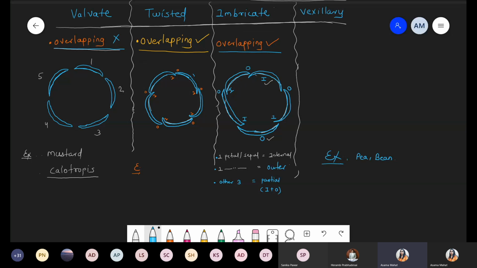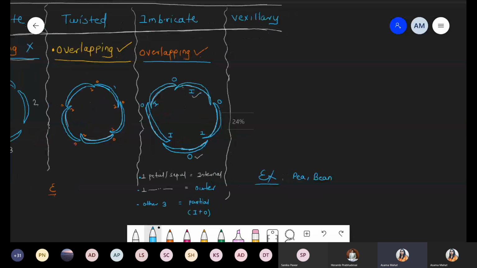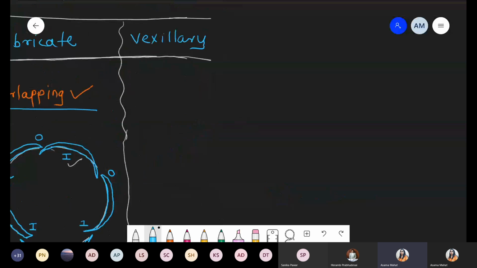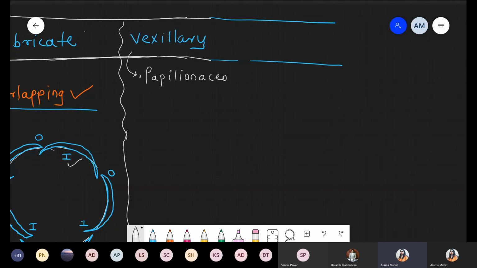Now we are talking about the last point, that is vexillary, and the maximum questions come from vexillary because it's very common in the Fabaceae family. Actually, the Fabaceae family is excluded from your syllabus, but we have to discuss vexillary aestivation. Next, the last point: what is the meaning of vexillary aestivation? The old name for vexillary is papilionaceous, and these belong to the family called Fabaceae.